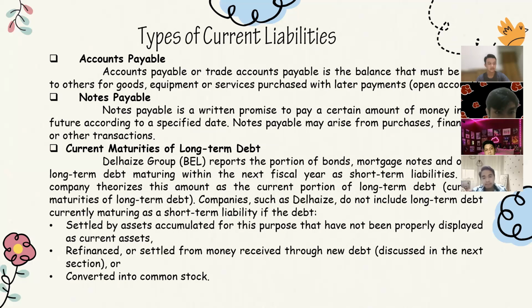The next is current maturities of long-term debt. The balance sheet reports the portion of bonds, mortgage notes, and other long-term debt maturing within the next fiscal year as short-term liabilities. The company describes this amount as the current portion of long-term debt, or current maturities of long-term debt. Companies such as Delhaize do not include long-term debt currently maturing as a short-term liability if the debt is settled by assets accumulated for this purpose that have not been properly displayed as current assets, refinanced through new debt, or converted into common stock. The next topic will be explained by Jerry.